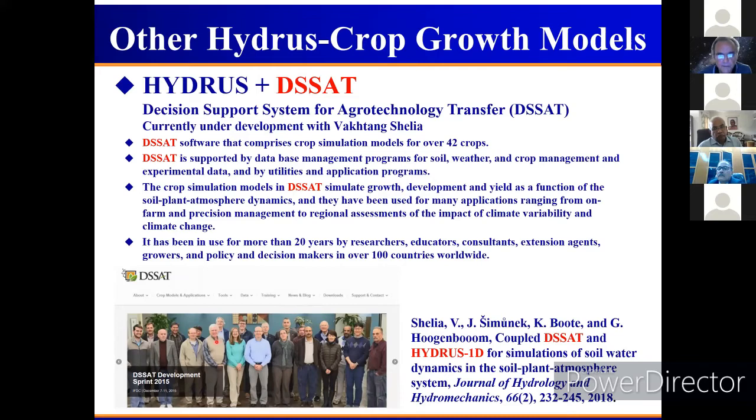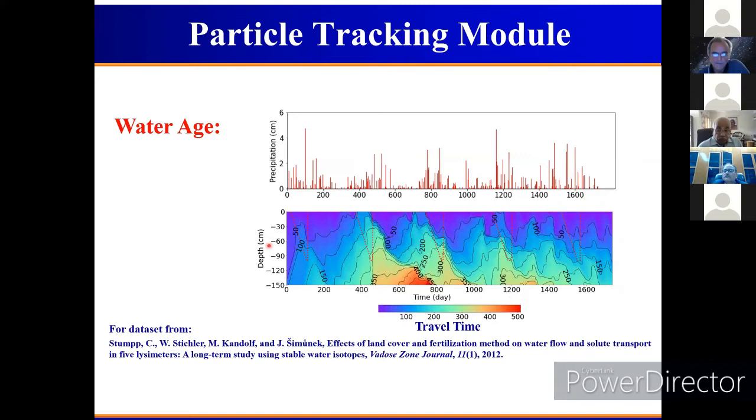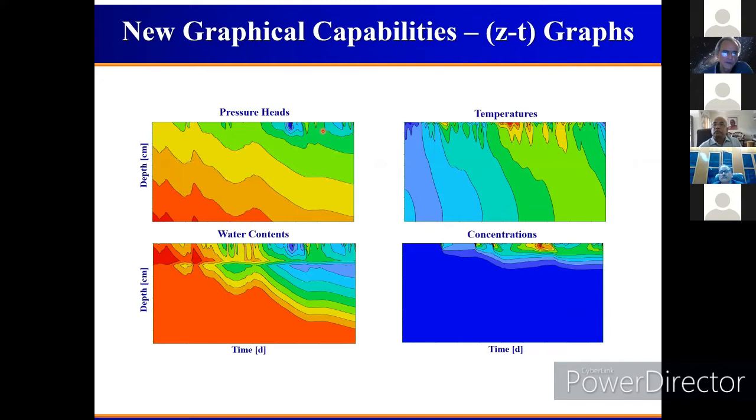We are adding some new options to the model, such as particle tracking. So you can see how water moves in the soil profile. This would be for the arid region. This would be for the humid regions where the flow is mostly downward. And from that, you can also get maps of the water age, how old the water is at different depths. And that has a lot of ecological applications. And I know that ecologists are very interested in this. We will also have in the next version different types of graphics for those who are familiar with 1D, where we will have 2D graphs of the water contents, pressure, temperature, concentrations versus depth and time.